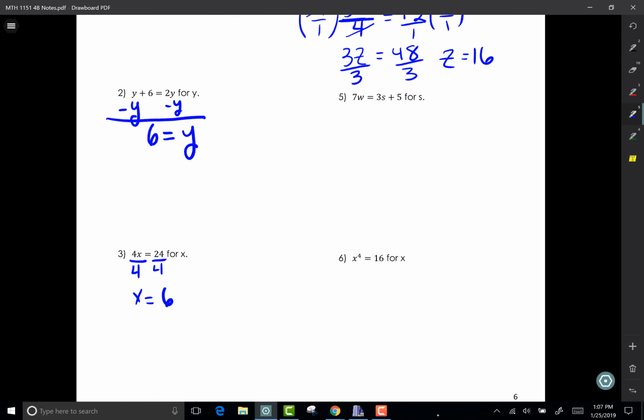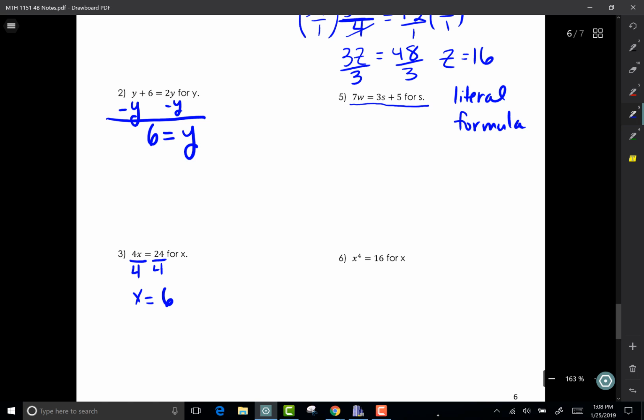Now, example 5, we're kind of leading up to what we're going to be doing when we solve for present value. Notice in this equation here, I have 2 different variables. I have w and I have s. When you have more than one variable in an equation, this is called a literal equation, or sometimes it's called a formula. Okay, and so we use the same rules when we solve literal equations or formulas. We just got to make sure that we're solving for the right variable. This example says to solve for s, so I want to isolate the s.